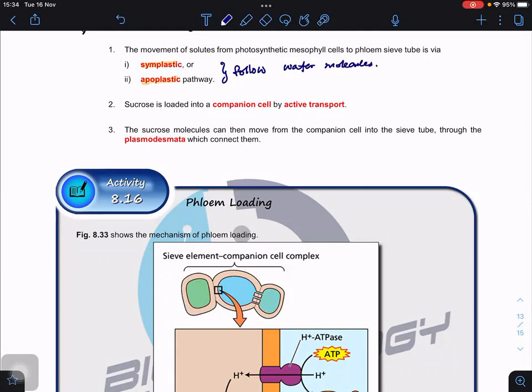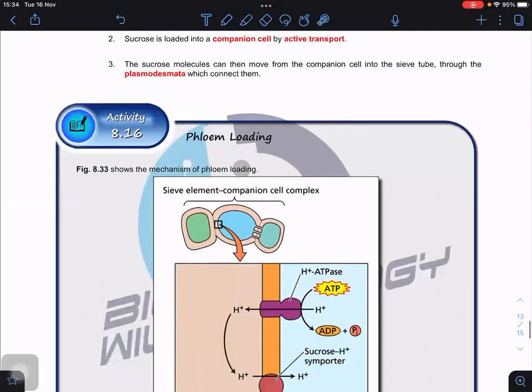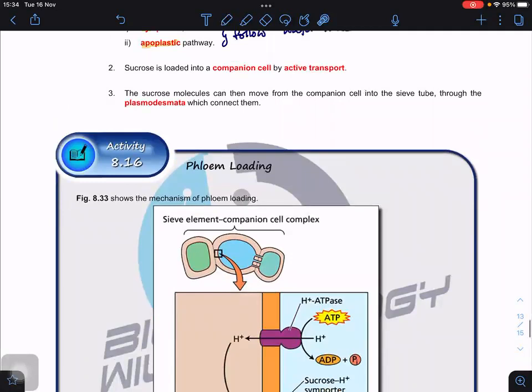But when it comes to the companion cells, it is special. Whether by the apoplast or symplast pathway, they cannot directly enter into the companion cells. So they have to enter into the companion cells by active transport. Even symplast also cannot. Are you clear? Apoplast, they can continue, but they do nothing. They cannot enter into the sieve tube element. They cannot enter into the companion cells.